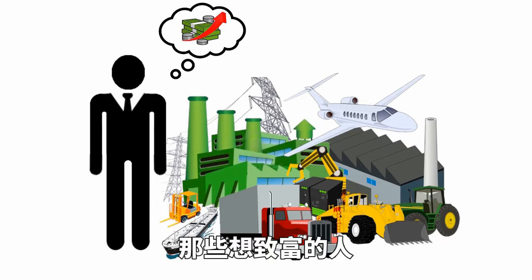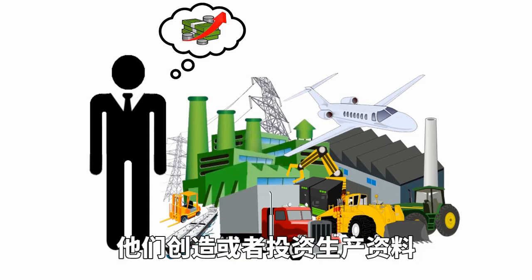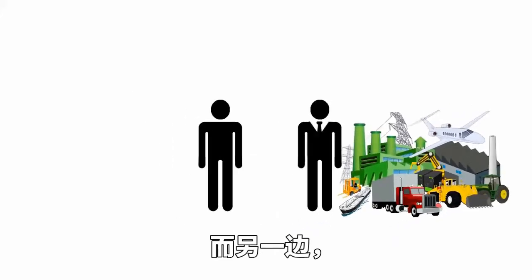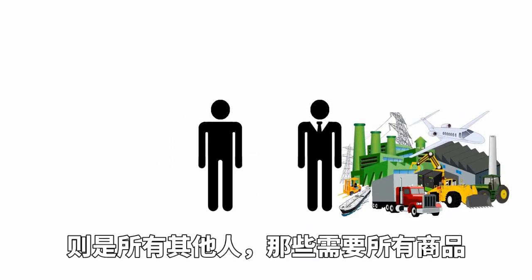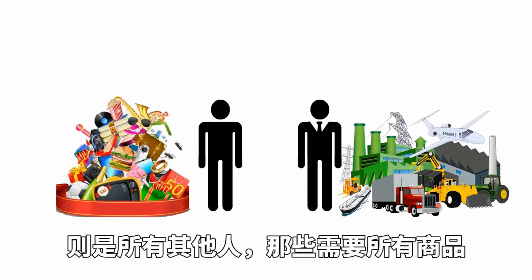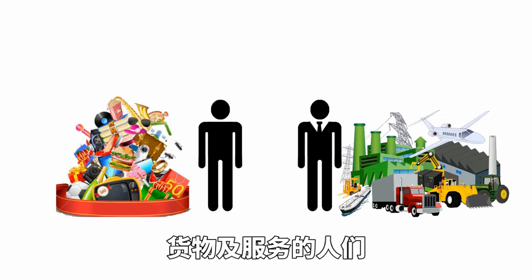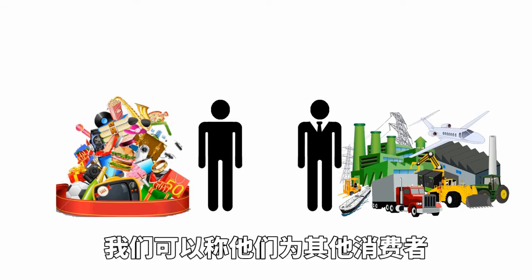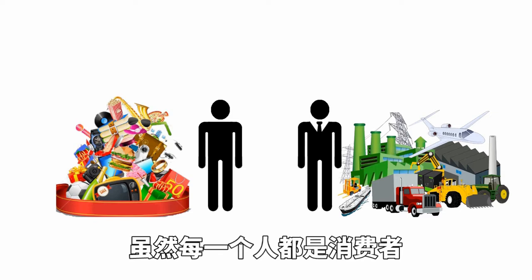Those who want to enrich themselves create or invest in means of production. And on the other side, you have all the others, those who need all the products, the goods and services, and we can call them the people or the consumers, even though everybody is a consumer.